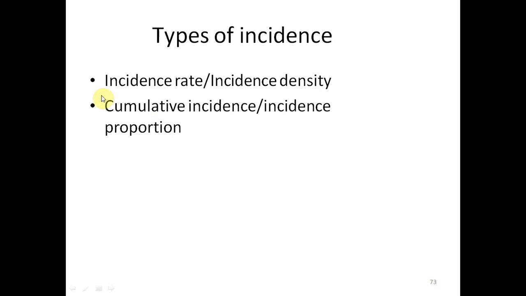So there are two types of incidence, that is incidence rate or incidence density, and cumulative incidence or incidence proportion. Okay, so incidence proportion will be like a percentage, there will not be any time frame, but incidence rate is the true incidence or incidence density. So you don't get confused with incidence proportion, which comes as a percentage. Okay, proportion will be percentage. So incidence rate is the actual incidence.